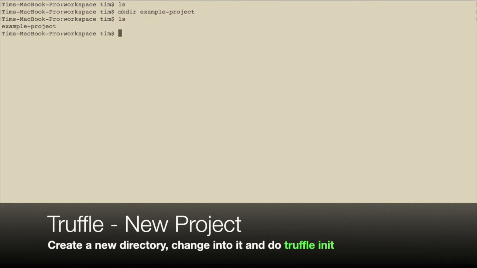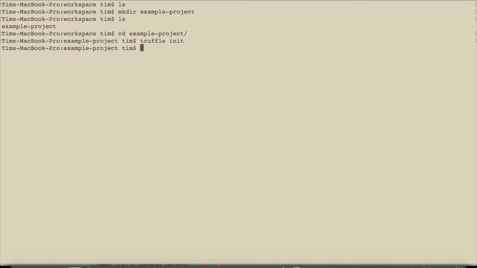So now example project exists. I'm going to navigate to the example project directory within the terminal, and then I'm going to run truffle init. And what truffle init is going to do is give me a basic Truffle application with related files and folders in order to make Truffle work. So the folder structure that it gave us is app, contracts, environments, test, and truffle.json.